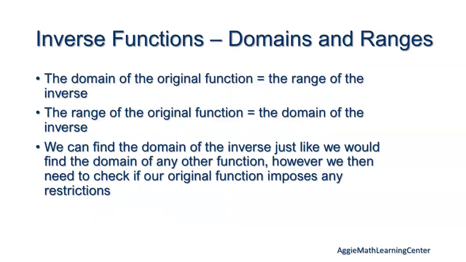All right, so this goes as follows. The domain of the original function is the range of the inverse. The range of the original is the domain of the inverse. That makes sense because what was once x is now y, and what was once y is now x. And so the domain, which talks about x, is now the range because it talks about y, and so forth.